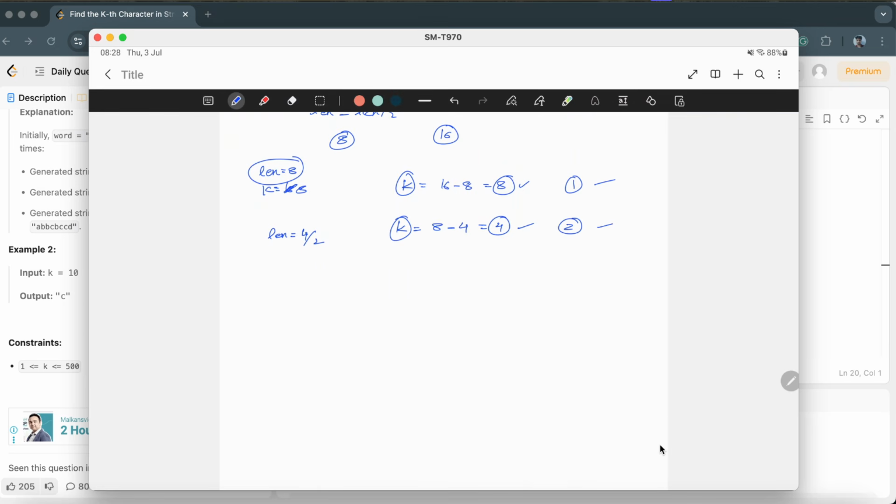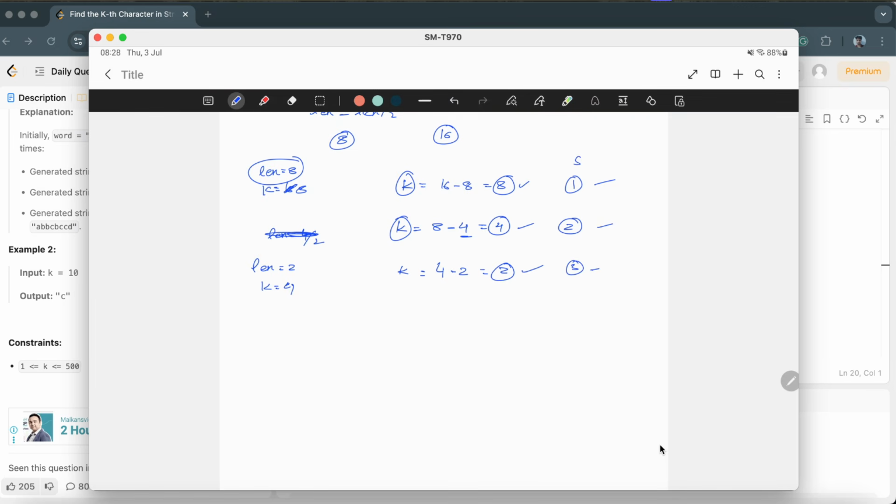The length is now basically equal to... it was 4 initially, right? Now it was 4, so length is updated to 2. K is equal to 4. Again, 4 minus 2: we are doing k minus length, so it is basically 2. So this is another shift that we have done, so it is the third shift.